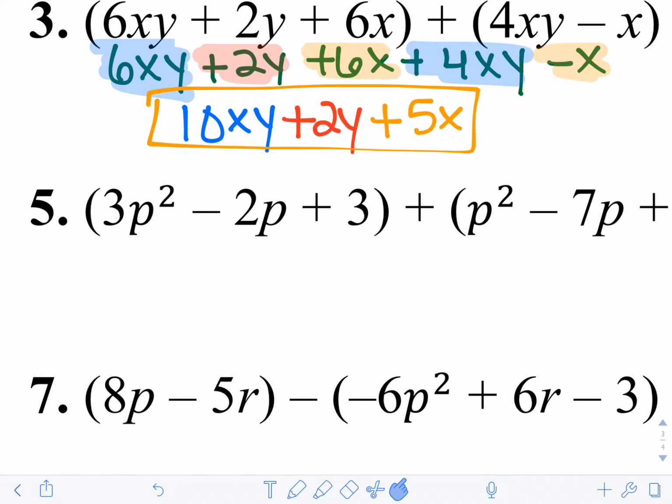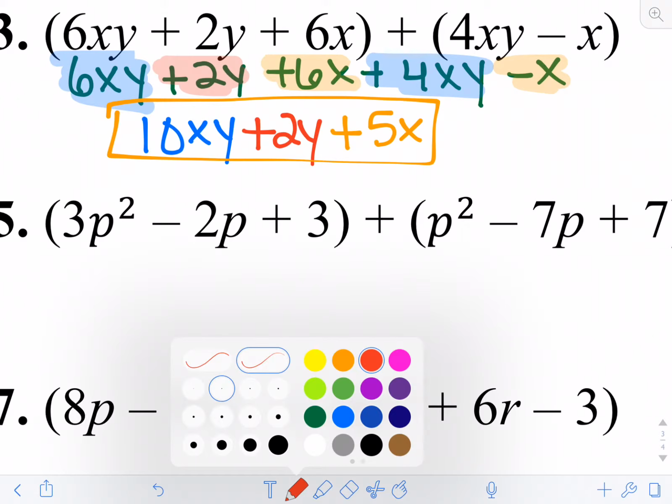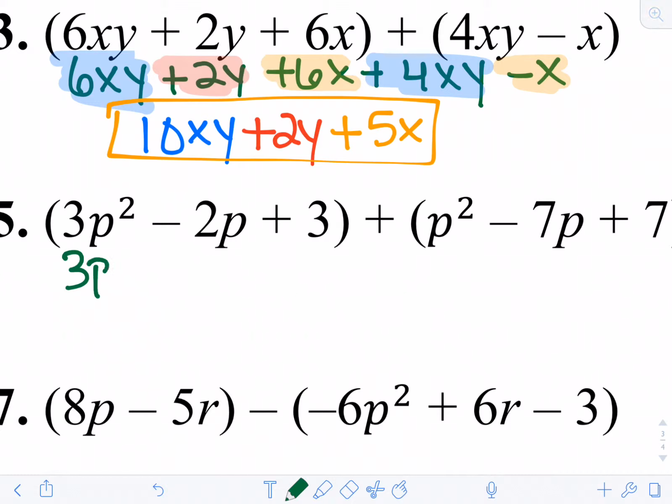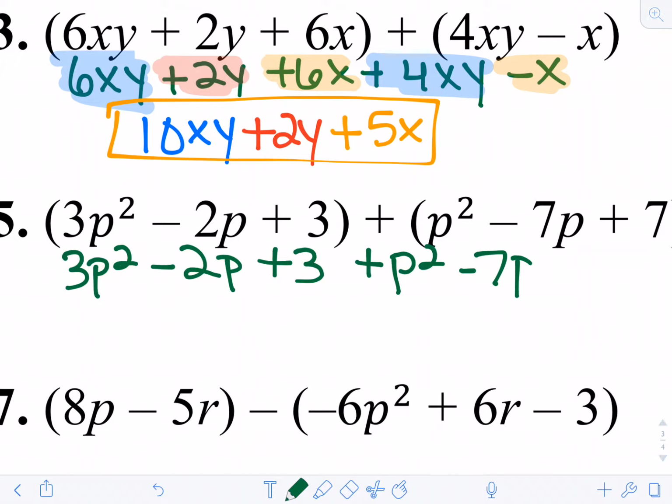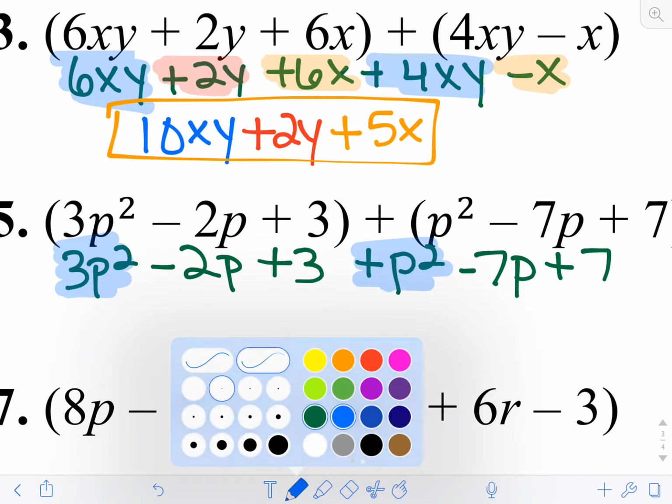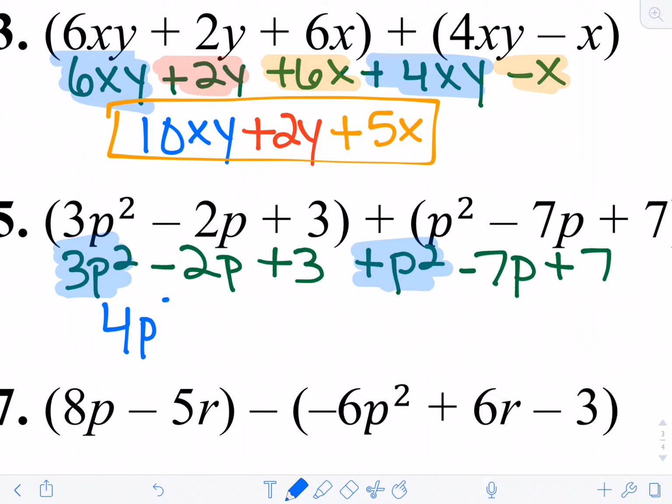All right, number 5. Okay, so again, on number 5, just rewrite it. So we have 3p squared minus 2p plus 3 plus this p squared minus 7p plus 7. Okay, and we're just going to take one by one. So I have a 3p squared here. I have another p squared here. 3 plus 1 is 4, so we have 4p squared.